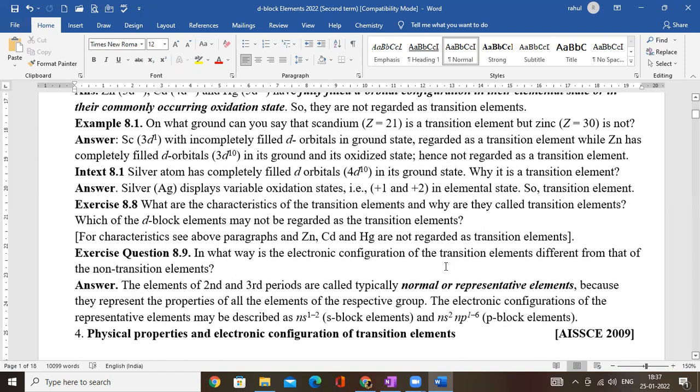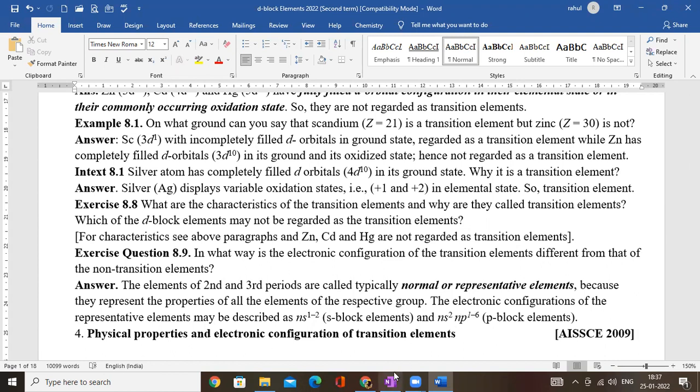Then we have exercise question 8.9. In what way is the electronic configuration of transition elements different from that of non-transition elements? I told you very clearly, when I'm talking about normal or representative elements, only the outermost shell can take part in chemical combination. So the general electronic configuration for s block elements is ns 1 to 2. For p block, it is ns2 np 1 to 6. But for d block elements, it is (n-1)d 1 to 10 ns 1 to 2.